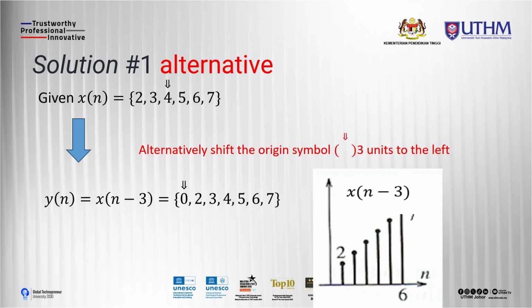Alternatively, we also can solve this kind of question by shifting the origin symbol. For example, if you look at this x[n minus 3], minus 3 means you shift the origin symbol here 3 units to the left. So 1, 2, 3 here. So the new origin is at 0 here. This alternative method is quite straightforward. One method is to shift the graph, and this method is to shift the origin symbol.